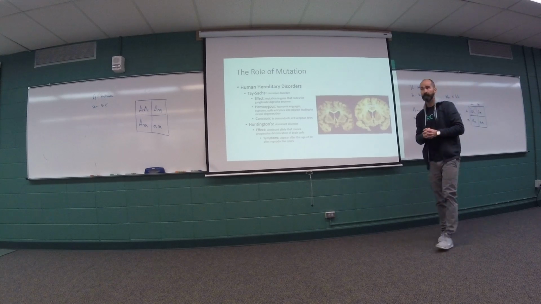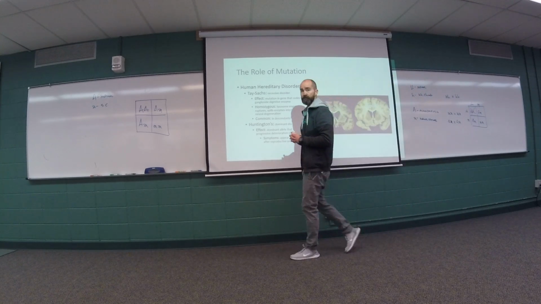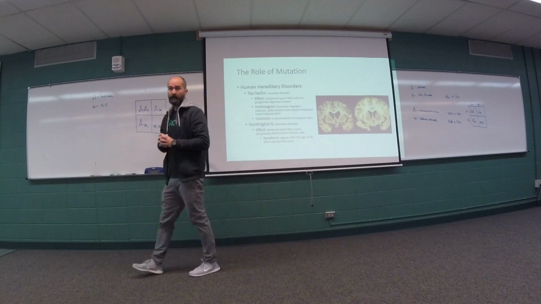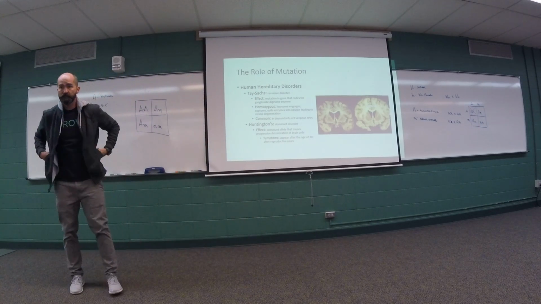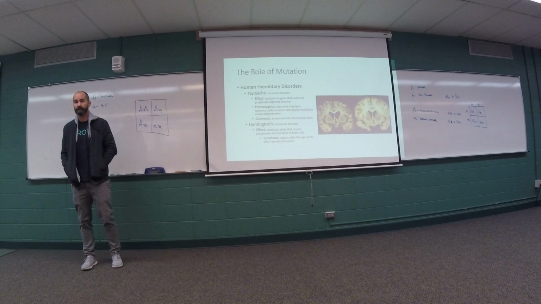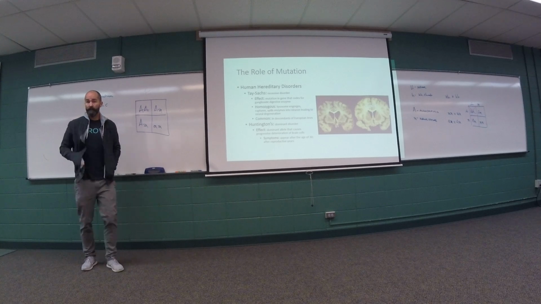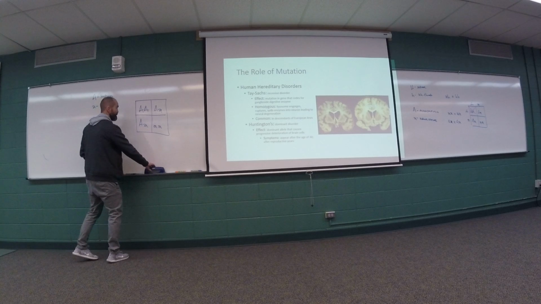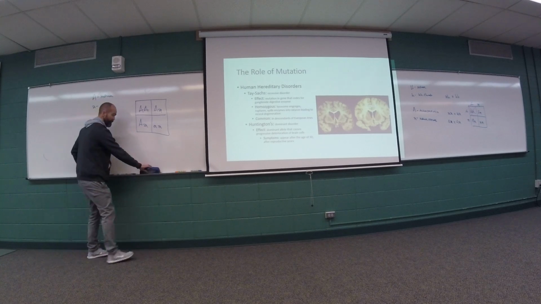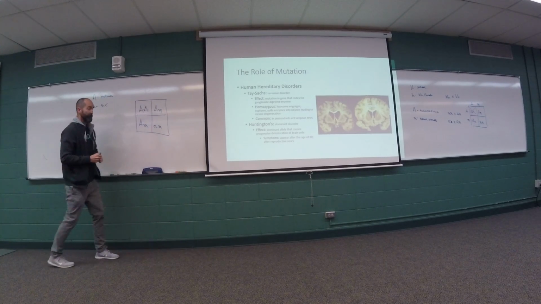So I know the statistic with Huntington's disease because people in my family have it. They say that your children have a 50% chance of inheriting it if you have it. So how does that happen if they're like in that Punnett square, you have 75% chance? That's a wonderful question. And there is a 50% chance if the genotype is this.